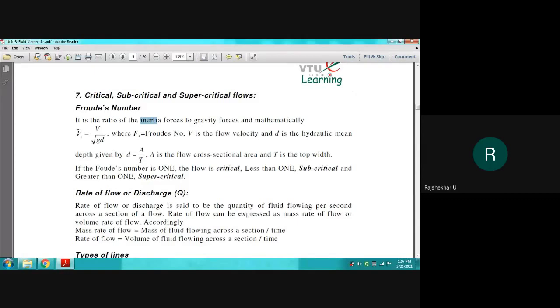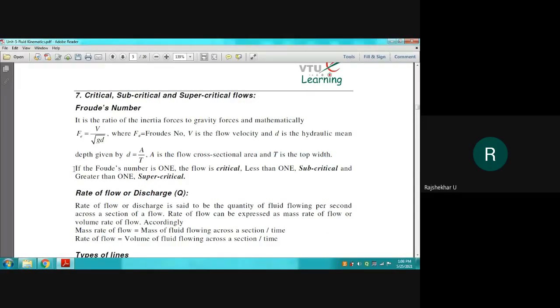Mathematically it is written like this: Fr is equal to V by square root of gD. Here the common terms get cancelled out, and we are left with V and the square root of gD. Fr is the Froude number, where V is the velocity of flow and D is the hydraulic mean depth, which is given by A by T, where A is the cross sectional area and T is the top width.